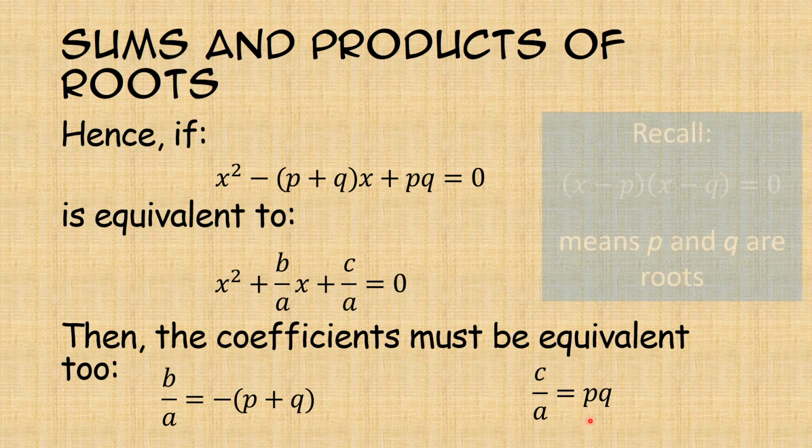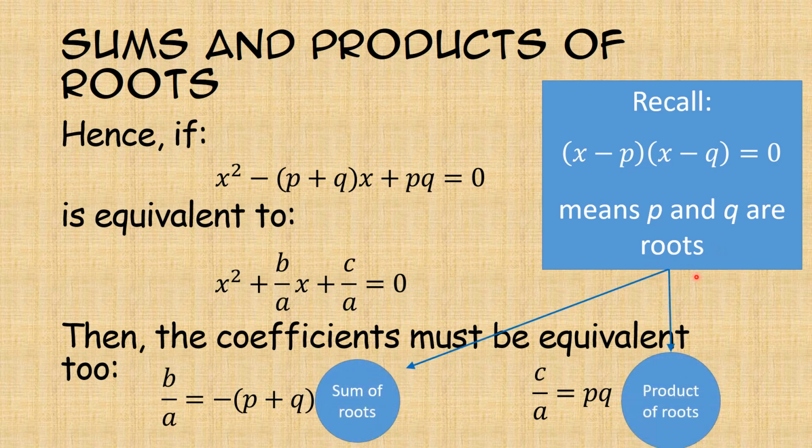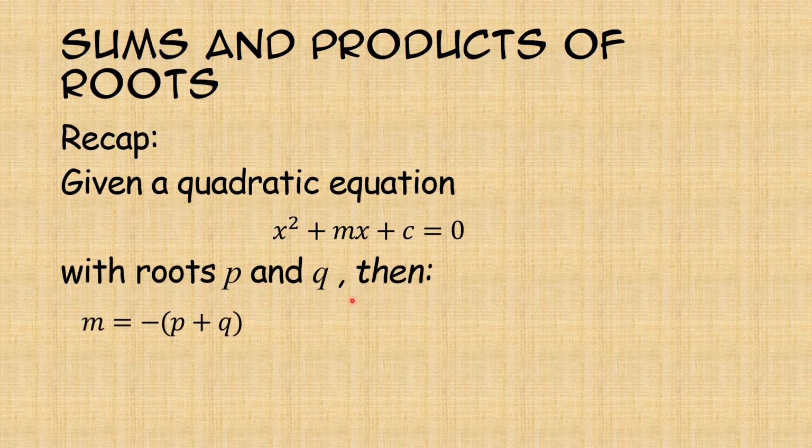Remember that p and q, when written in this way, are the roots of the equation. In other words, b over a is equal to negative the sum of roots, and c over a is equal to the product of roots. So given any quadratic equation, for example x squared plus mx plus c equals 0, with roots p and q, then we know that m is equal to negative (p plus q), and c is equal to pq.